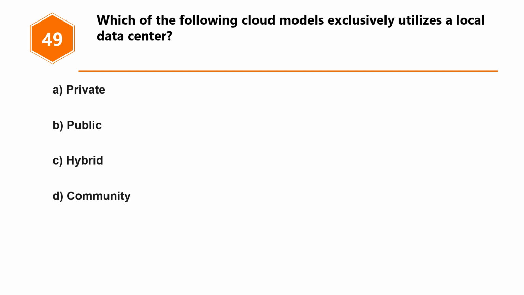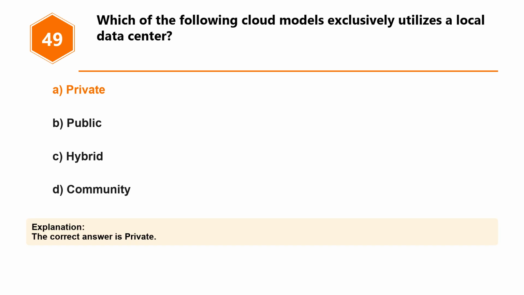Question 49. Which of the following cloud models exclusively utilizes a local data center? Option A, private. Option B, public. Option C, hybrid. Option D, community. The correct answer is option A, private.